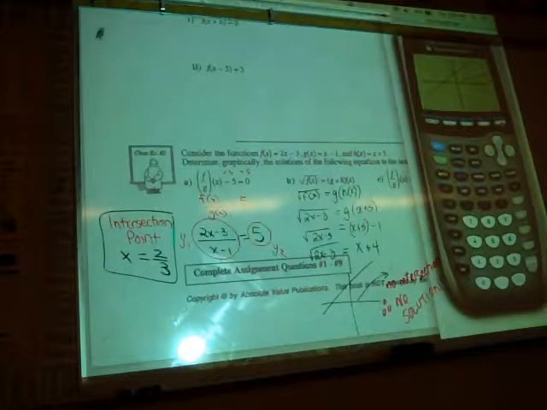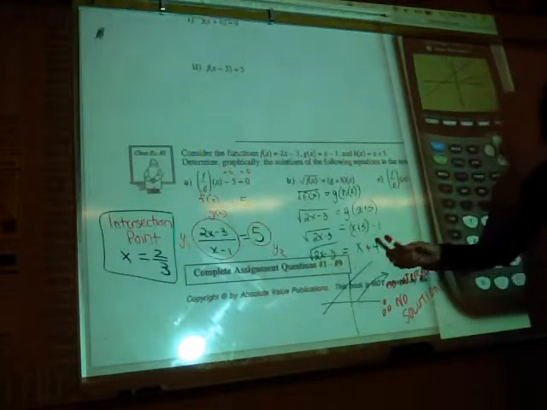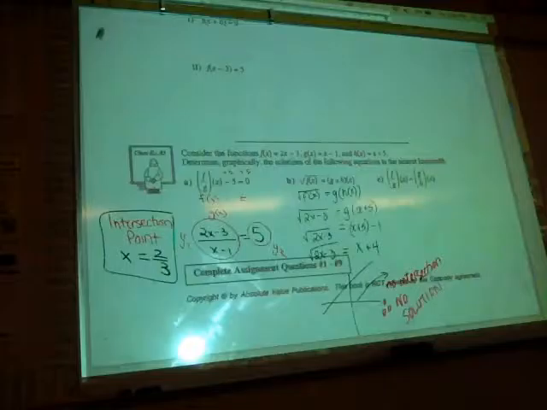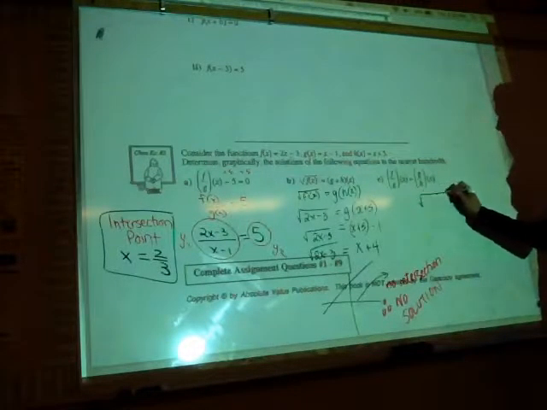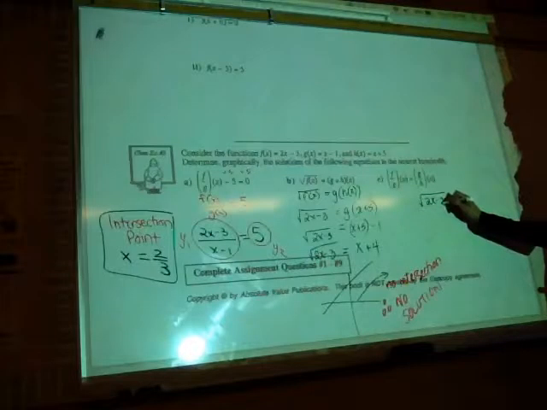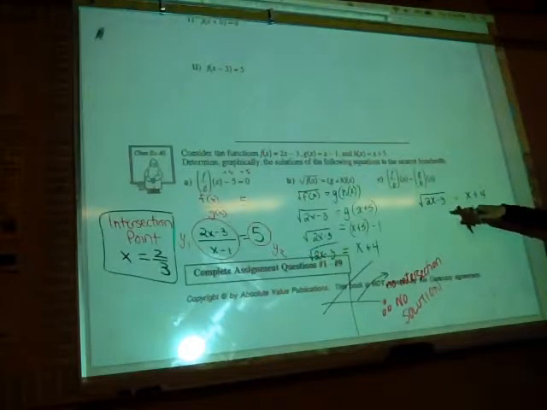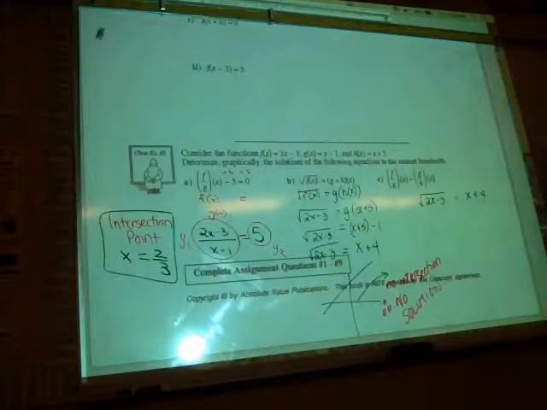They don't cross. There's no value of x that we could plug in here so that left-hand side would equal right-hand side. It's just not possible. So just going back to math 20 again, let's solve this algebraically. We have the square root of 2x minus 3 equals x plus 4. How do I eliminate the square root?